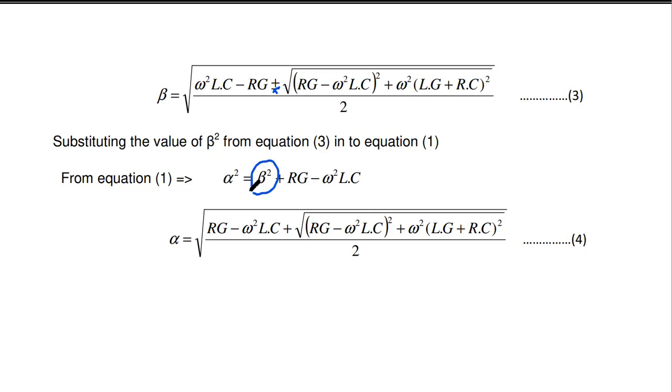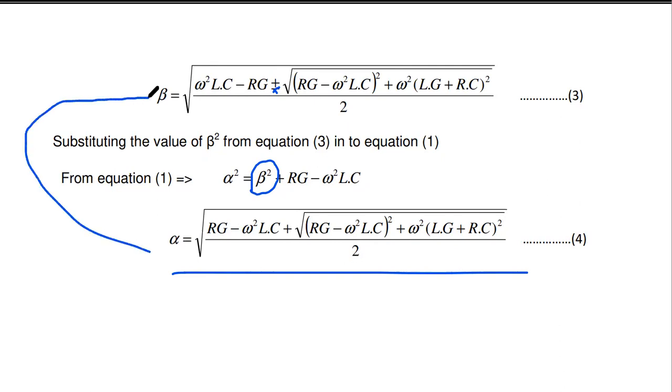So instead of this beta squared, we may substitute this beta. Beta squared means you just remove the square root. Okay. So if you are substituting, we will get alpha equal to square root of Rg minus omega squared Lc plus this value divided by 2. So you just compare this alpha and beta value. Here in beta, omega squared Lc minus Rg. But in alpha, Rg minus omega squared Lc. That is the difference. Then the remaining part is the same.